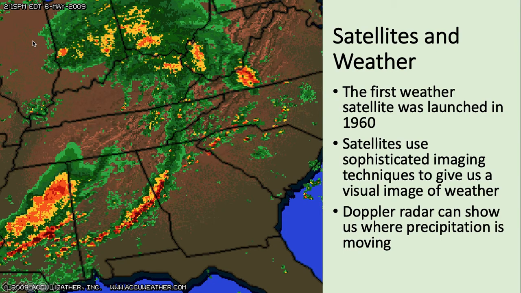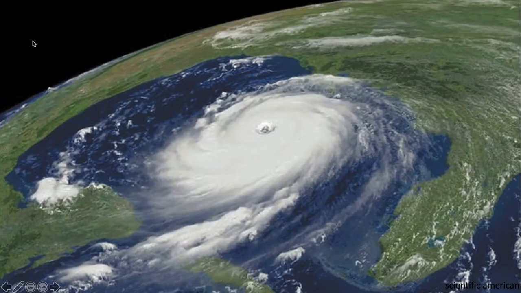Satellites and weather. The first weather satellite was launched in 1960. Satellites used sophisticated imaging techniques to give us a visual image of weather. Doppler radar can show us where precipitation is moving. And it can show us where a hurricane is as well.